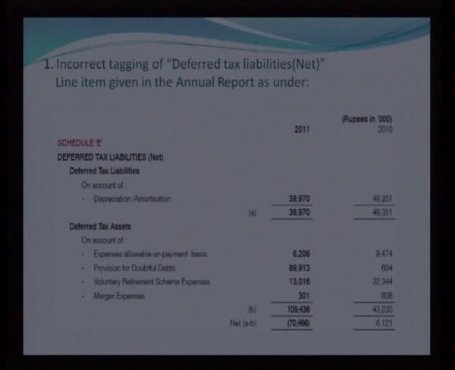Now I will take some examples here. Here we have a schedule from an annual report. This is deferred tax liabilities. Here we have deferred tax liability: one is deferred tax liability on accumulated depreciation, and the other two aspects are provision for doubtful debts and retirement scheme expenses.